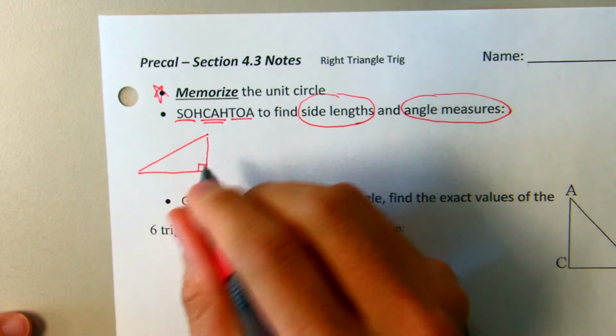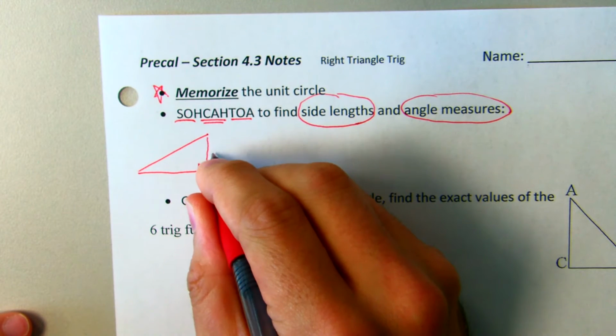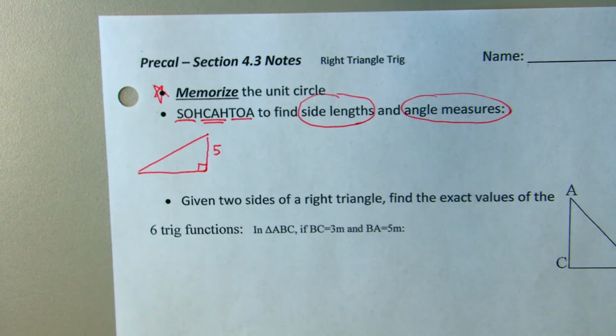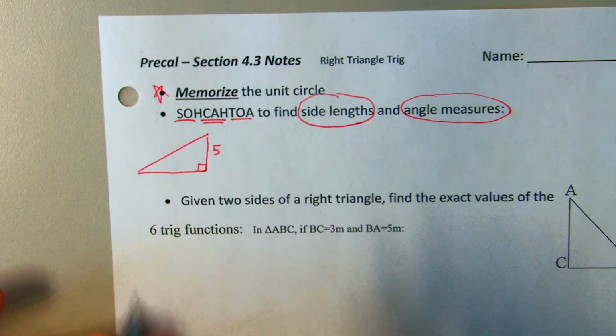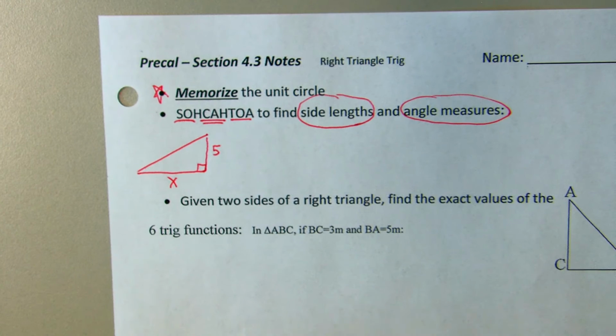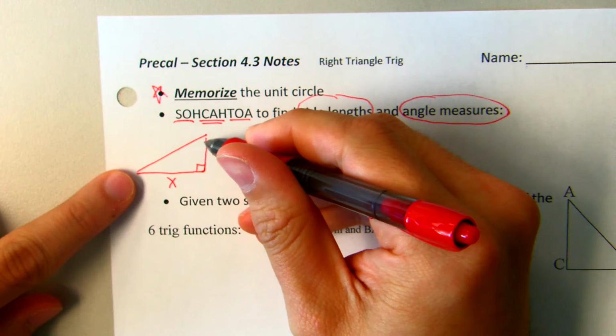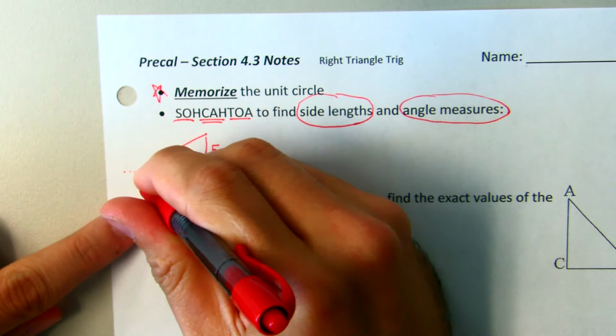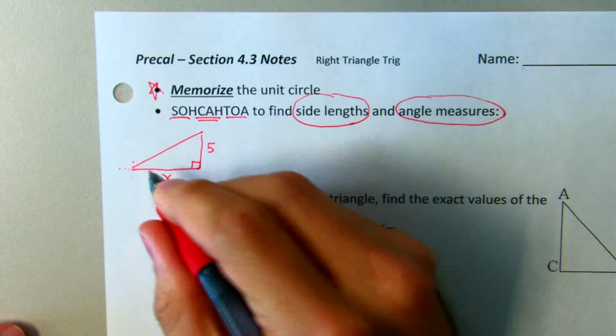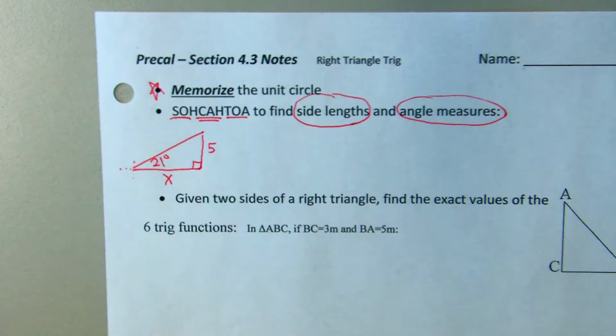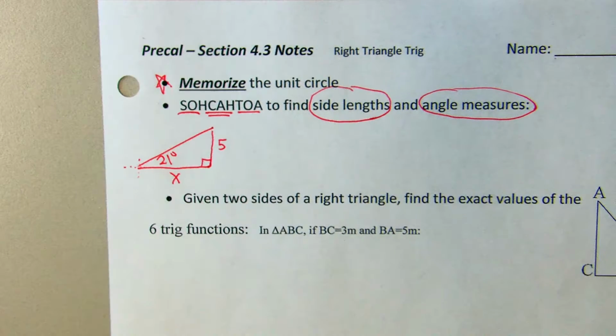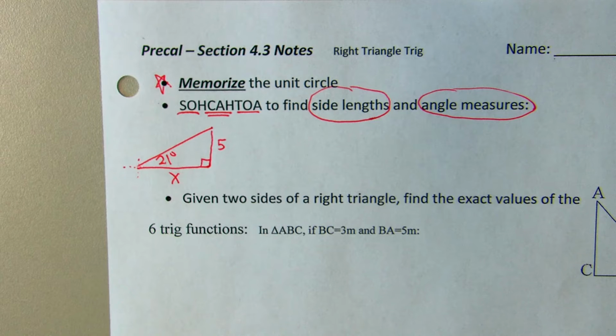Let's say I knew this length was 5, and I wanted to know this length. Well, that's not enough information unless you know one of these acute angles. Normally you know this one because it's often centered at the origin. So let's say this angle is 21 degrees. You have to think about whether you should set up a sine equation, a cosine equation, or a tangent equation. Only one of those is going to be useful here.